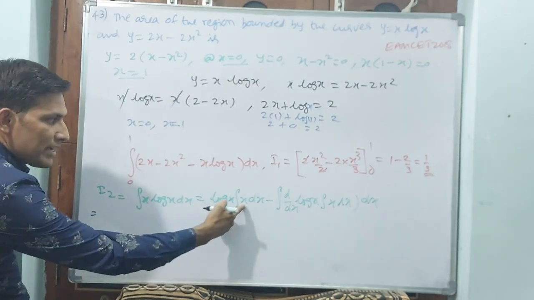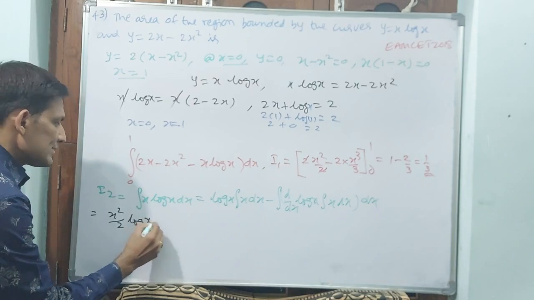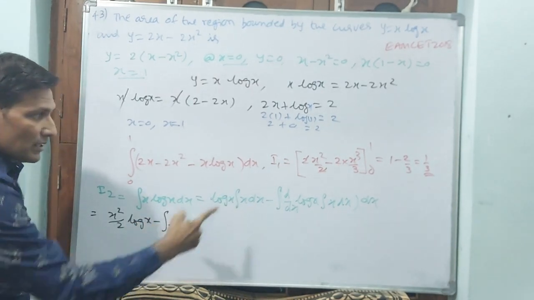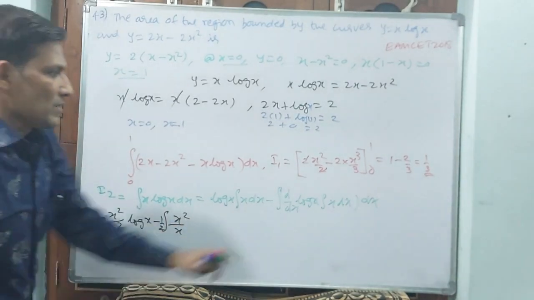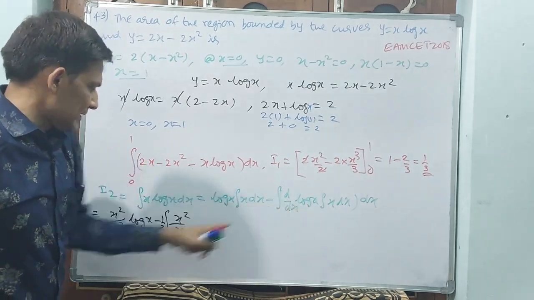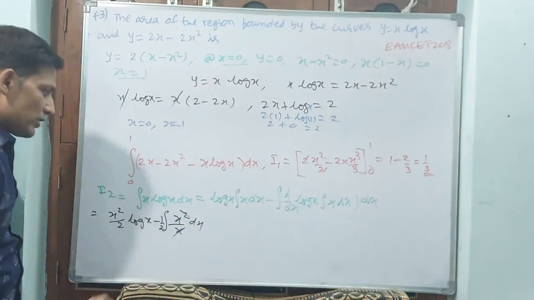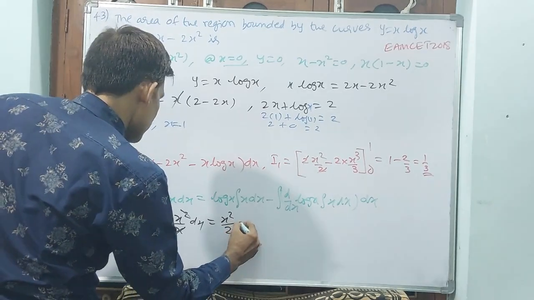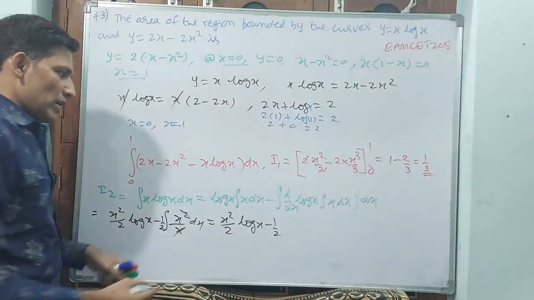Okay, write down then. See, this is x square by 2. Write down: x square by 2 log x minus, d by dx of log x is 1 by x. x square by 2 I have taken. And this d by dx of log x is 1 by x. That means see here, this x is going to come here. Only x will come. Then write down again: x square by 2 log x minus 1 by 2 x square by 2.